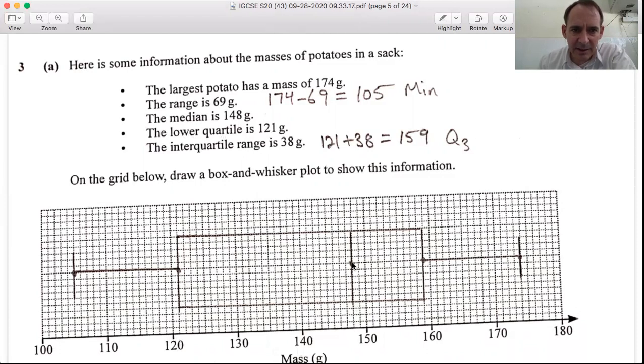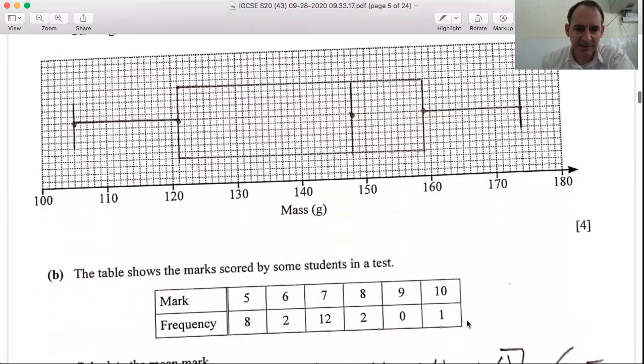And we need to find the upper quartile. It gives us the interquartile range. So if we have the lower quartile and then we add the interquartile range, Q1 plus the IQR, that will give us Q3, which is 159. So here we see the 159 right here, and the maximum was 174. So there's our 5-number summary. It's a box and whisker. Make sure you have whiskers on the outside ends and make a box with the 2 middle sections. Okay, that's our box and whisker.